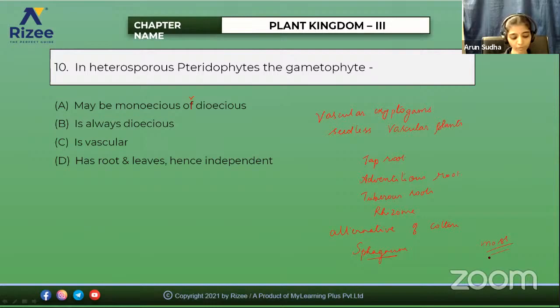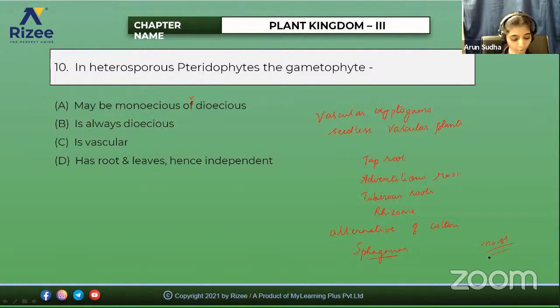Then which of the following bryophytes has gemmae as the means of vegetative reproduction? Riccia, Marchantia, Sphagnum, or Anthoceros? Gemmae are present in B. Yeah, Marchantia. Good.